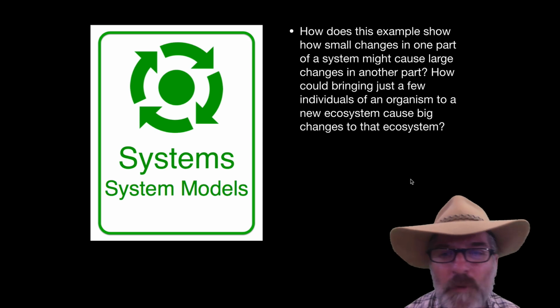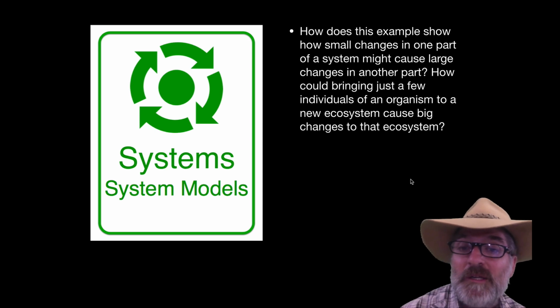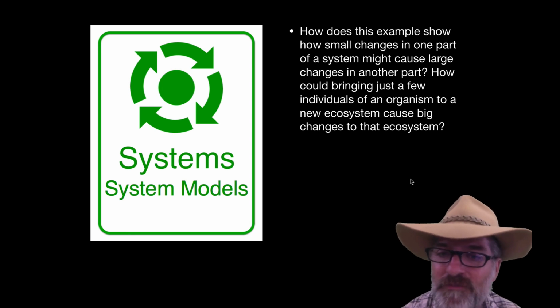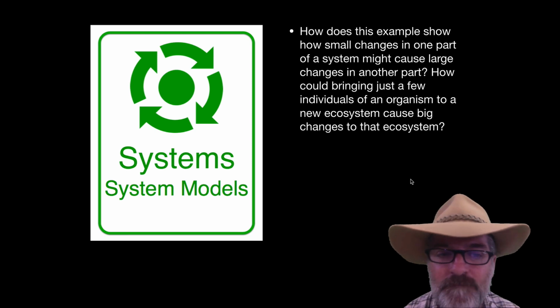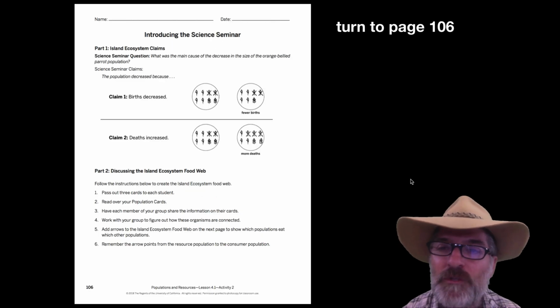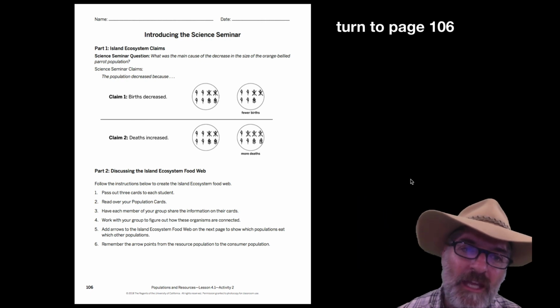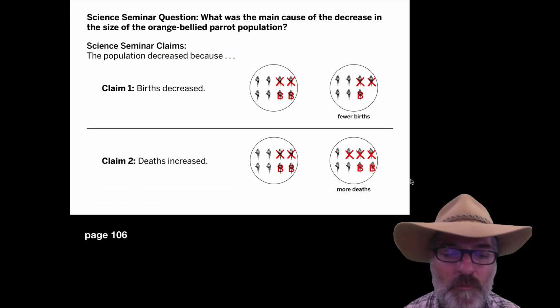Okay, so hopefully you came up with some things. Possibly that new species might prey on another more vulnerable species that doesn't have a defense for that new predator that has been introduced. Okay? Now, if you'd go ahead and turn to page 106 in your Moon Jelly booklet, and let's get back to taking a look at this model right here and the claims. So this is on page 106.